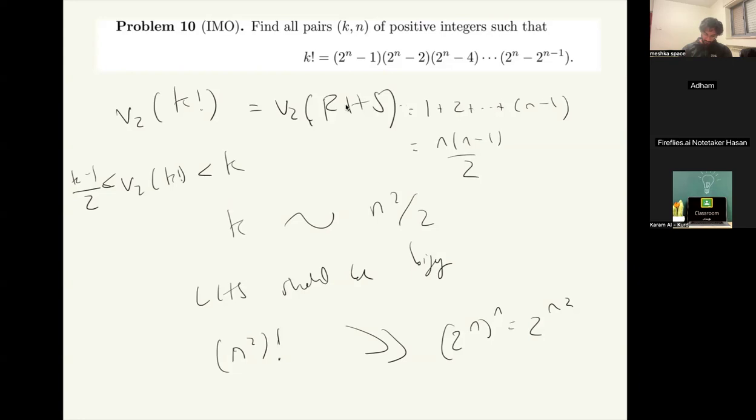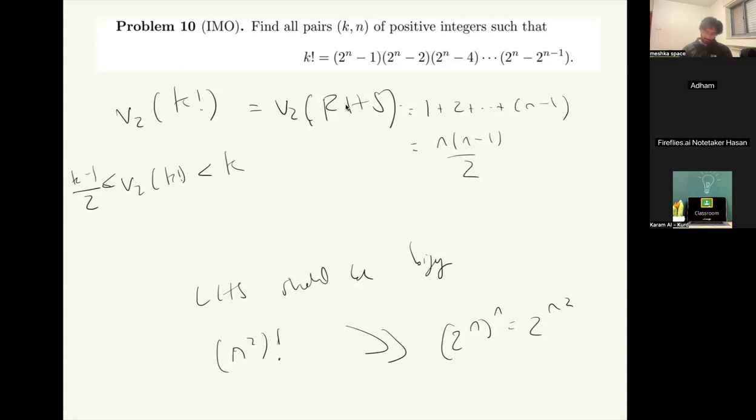So let's look at... Actually, shouldn't we substitute here with n squared over 2 factorial instead of n squared? Yeah, you're right, because that's the lower bound, right? So you're right. This argument, I left some details out.